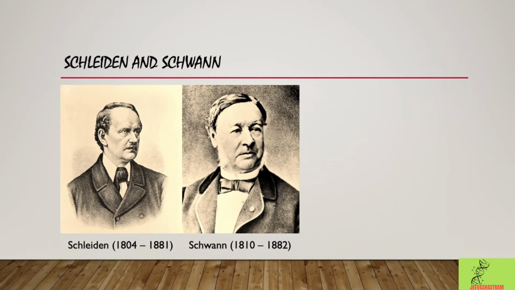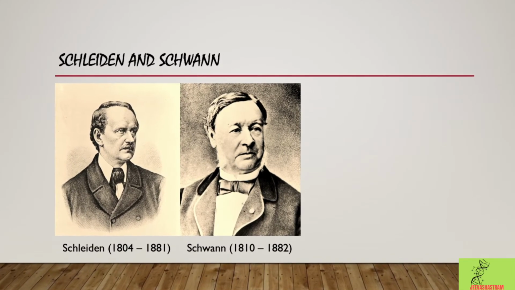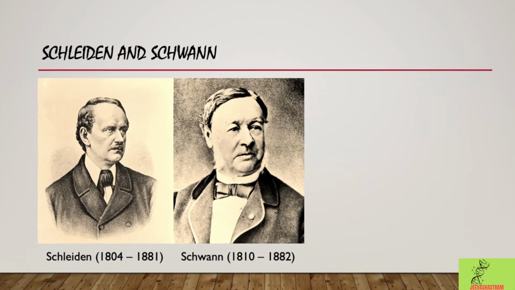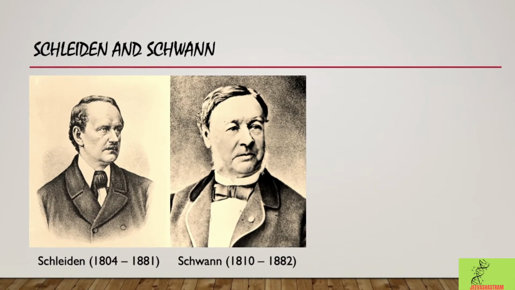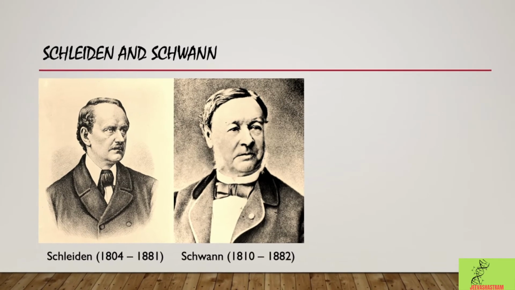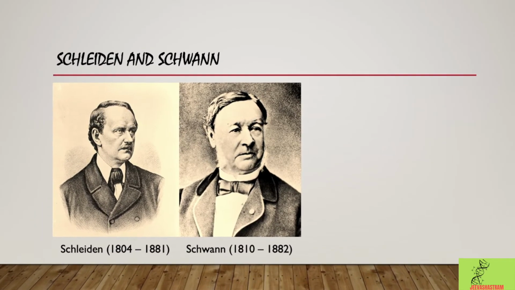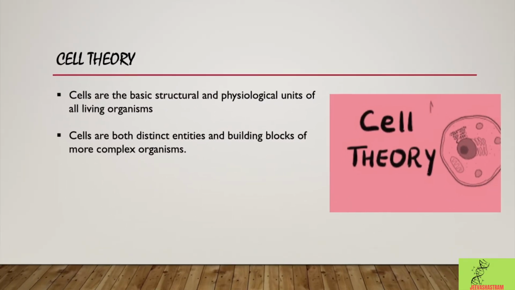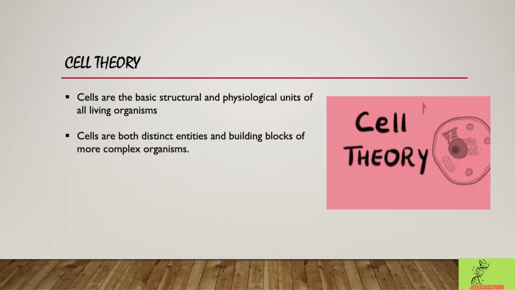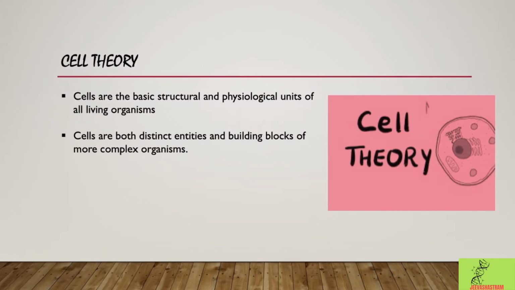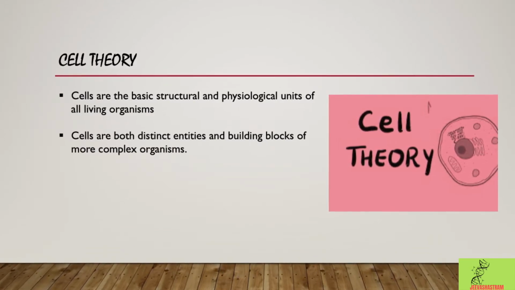Then what happened? In the same year, they were having dinner together and discussing their work on plant and animal tissue. After the discussion, they came to the conclusion that the structural elements of plants and animals are essentially the same, and they formulated their conclusion as the cell theory. So, what is cell theory? According to cell theory, cells are the basic structural and physiological units of all living organisms, and cells are both distinct entities and building blocks of more complex organisms.